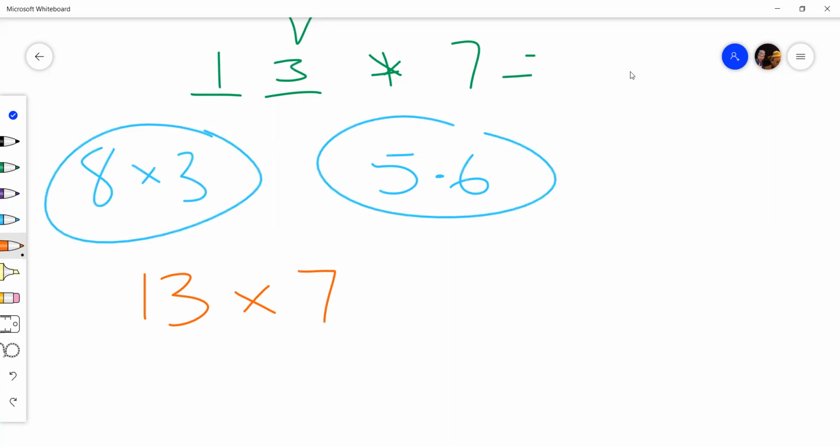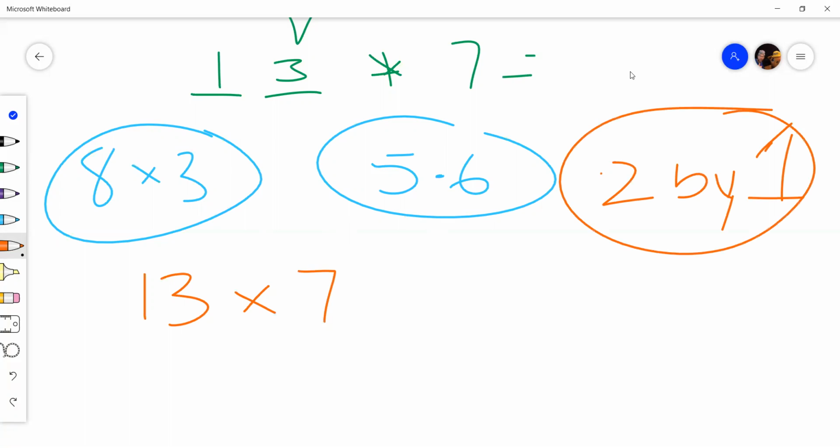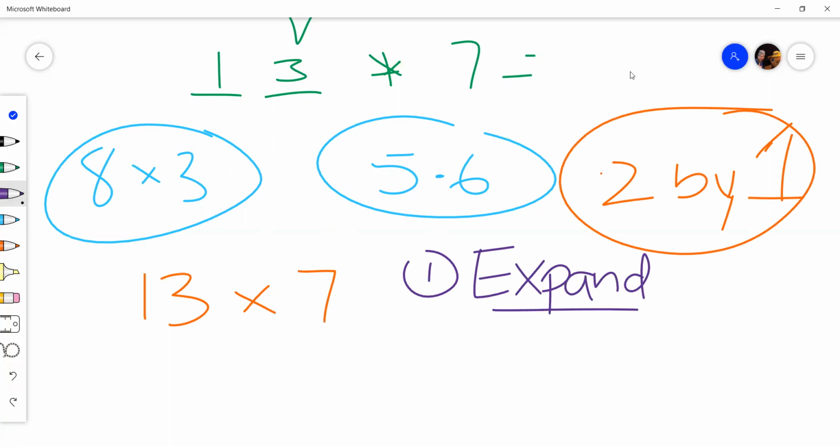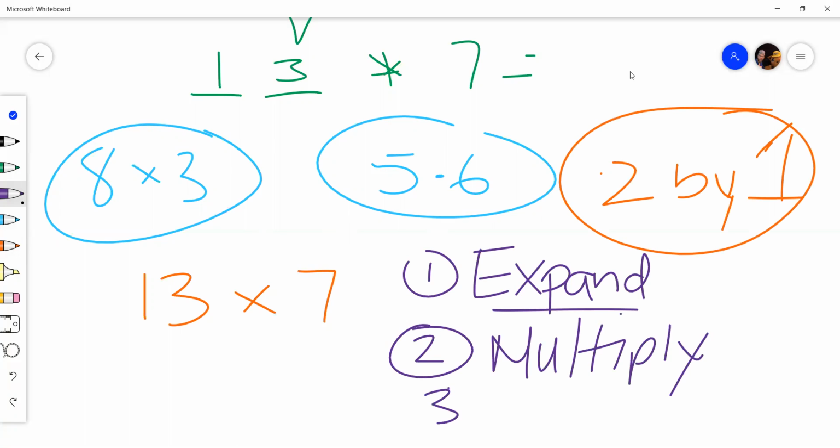A lot of times you may hear this as 2 by 1 multiplication, because you're multiplying two digits by one digit. We're going to do that today in 3 steps. We're going to expand, and I'll refresh what that means because we have talked about expanded form before. We are going to multiply, obviously. And then we will add, which is an interesting step. As we follow these 3 steps, it will make more sense.